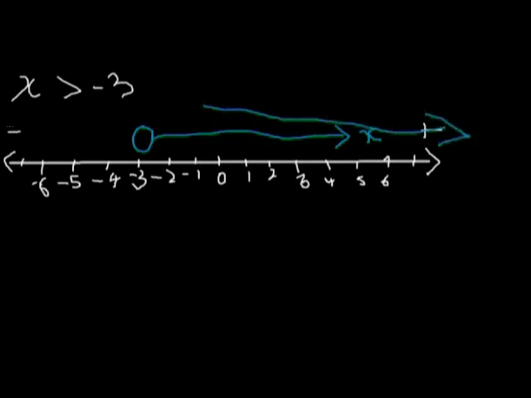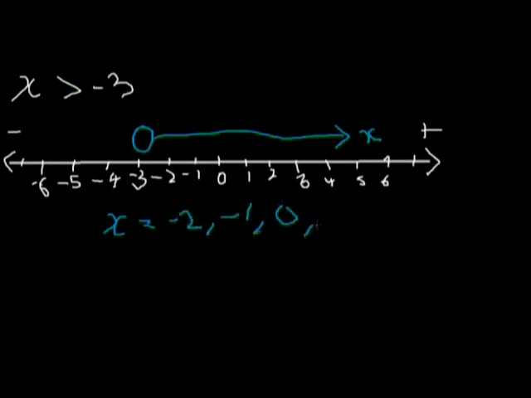So the value of x cannot be negative 3 because it says it's greater than. It is not greater than or equal to negative 3. It is greater than. So it will be negative 2, negative 1, 0, 1, 2, and it will continue to increase, the values of x going towards the positive infinity. Never stop. So that is how we represent this on a number line.